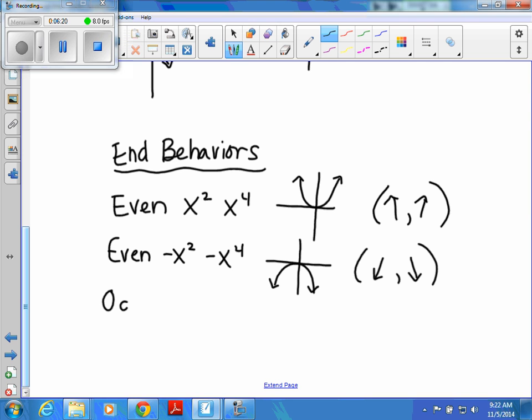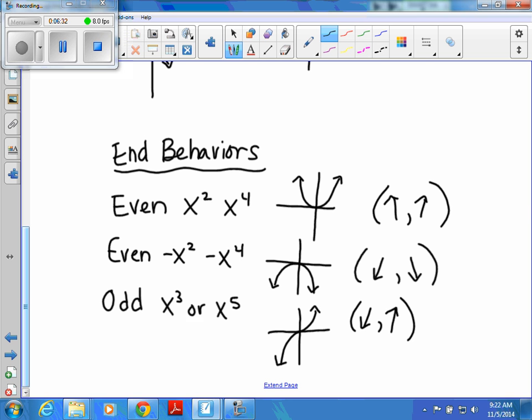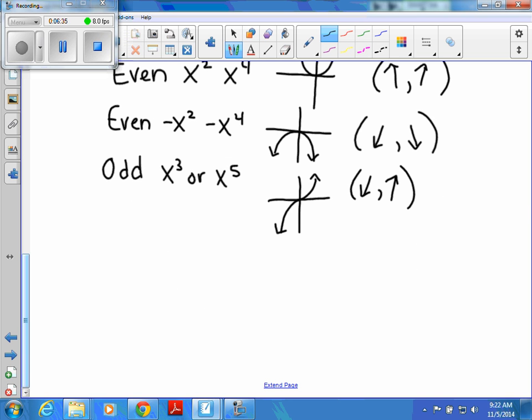If it's an odd function, like x to the third or x to the fifth, it's going to look like a snake. It starts down and it ends up. And last one, if it's odd and it's a negative function, it starts up and it ends down.